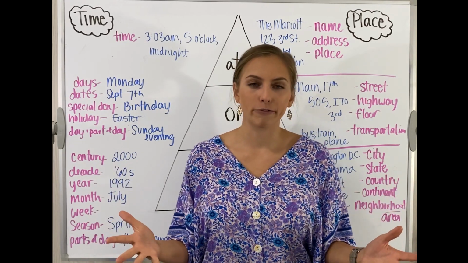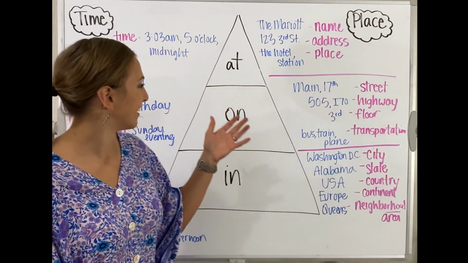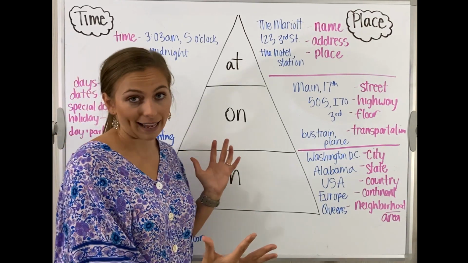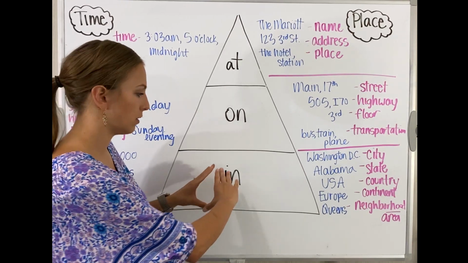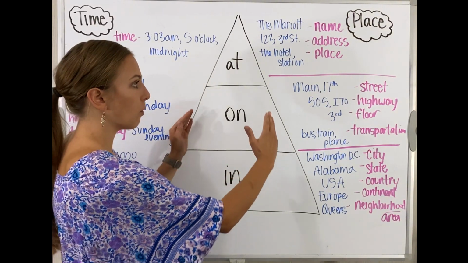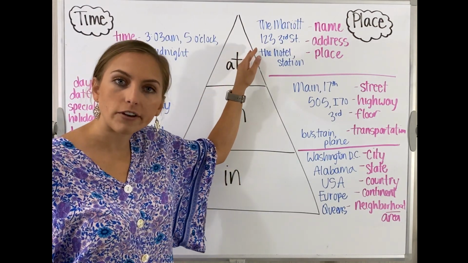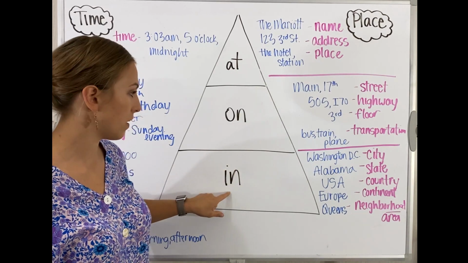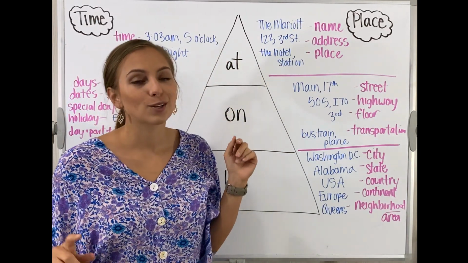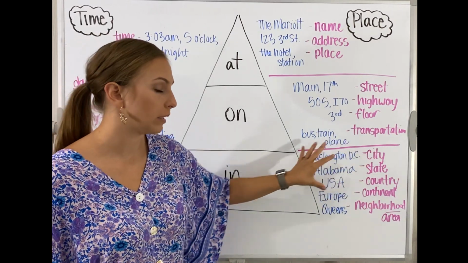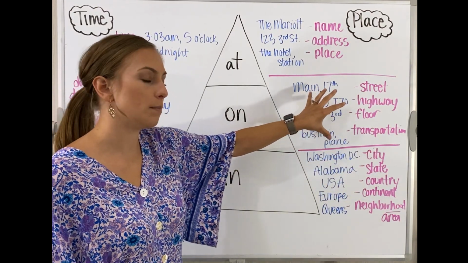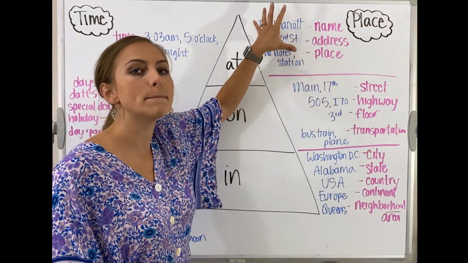So, if you have not seen this before, this is called the triangle method. All right, so you can see we have a triangle going on here. Basically, what this symbolizes is that in, at the base of the triangle, we use for the most general things. And as we go up the triangle, it becomes more specific. So it starts out very general with in, on is a little more specific, and then at is the most specific. So we're going to see how when we talk about places, if we are talking about in, it's most general, and then on becomes a little more specific, and then at becomes the most specific.